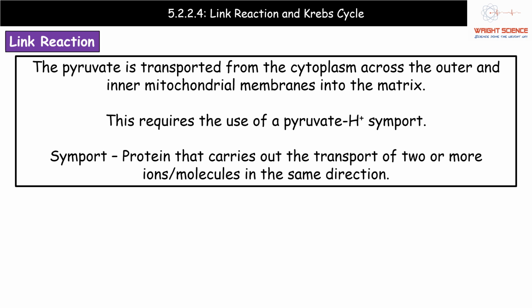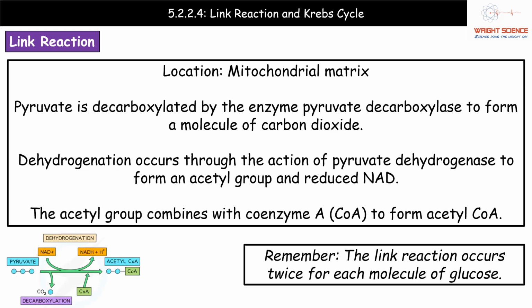And in order to do this, what we actually need is a pyruvate hydrogen ion symport. And that word symport just tells us that this is a type of transport protein which is going to be moving two or more ions or molecules in the same direction at the same time. So symport always moves together in that same direction there. The link reaction itself then is obviously, I would hope obviously, going to be taking place in the mitochondrial matrix. That's why we moved the pyruvate there after all. It wasn't just for fun.